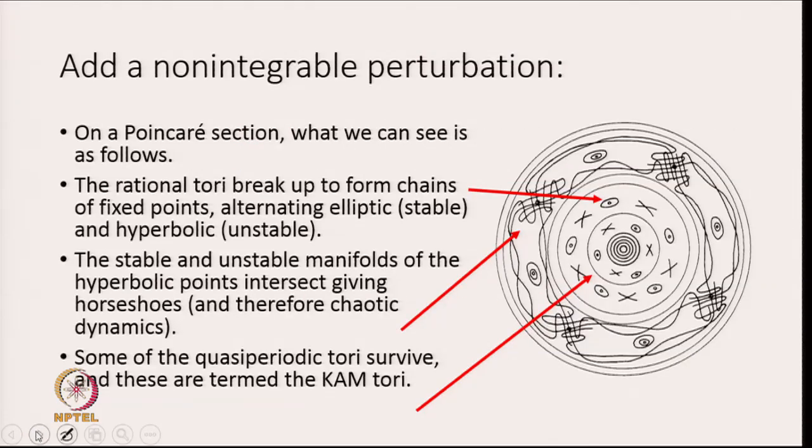If to this we were to add a non-integrable perturbation, on a Poincaré section, what we can see is the following. The rational tori will break up to form chains of fixed points, alternating elliptic, namely stable fixed points, and hyperbolic or unstable fixed points. You can see that over here, where you've got the elliptic fixed points and the hyperbolic ones marked out by x's. Different rational tori seem to have broken up over here. So there's another rational torus that is broken, another one over here, and one over here.